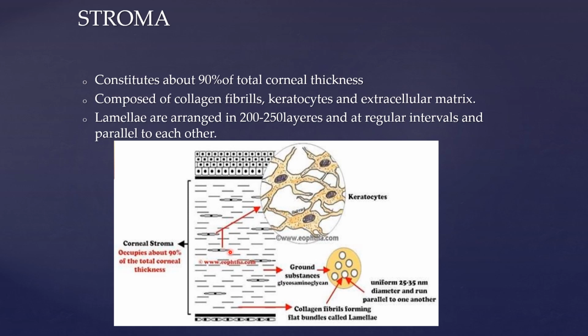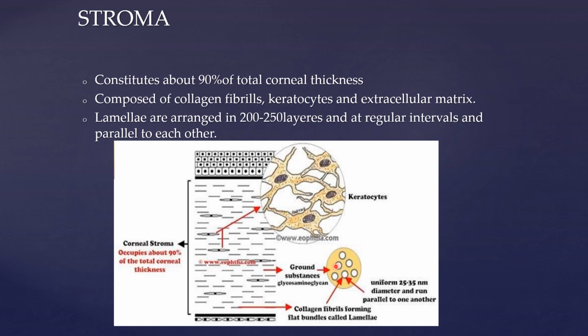The function of these keratocytes is that when the corneal stroma gets damaged with any type of injuries, these keratocytes transform into fibroblasts and they help in the process of healing. The ground substance is made up of glycosaminoglycans, which are keratan sulfate, chondroitin sulfate, and dermatan sulfate. The collagen fibrils are embedded in this ground substance. These are arranged in bundles. These bundles of collagen are called lamellae.